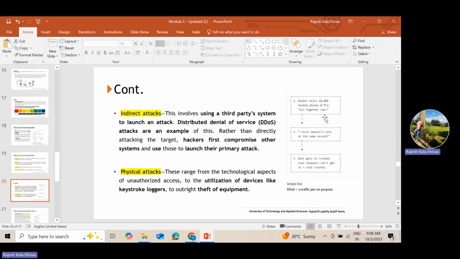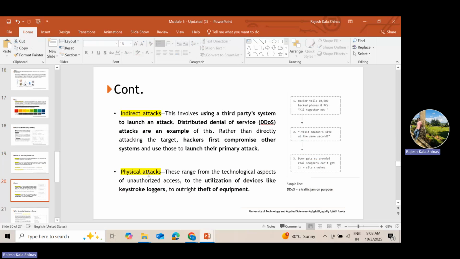And what happened? Many users are trying to access the Amazon website, so that website will go down. The Amazon server will go down, and the actual shoppers cannot do shopping because the server has gone down because of the hacker's act. The hacker is not directly making that server go down. The hacker uses compromised PCs or compromised machines, and by using them, he will make that Amazon server go down. This is an indirect attack.